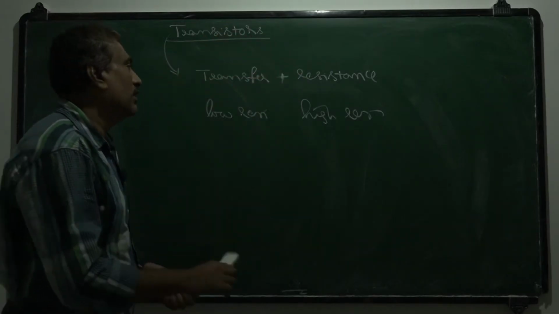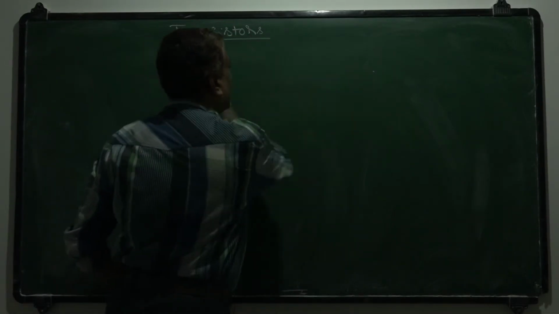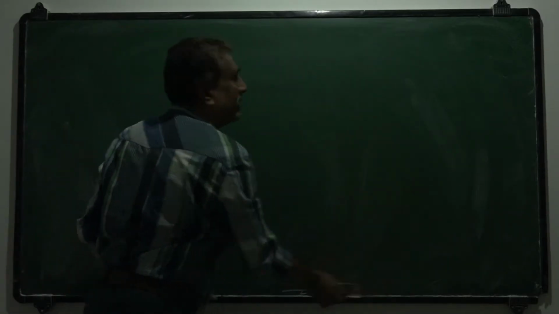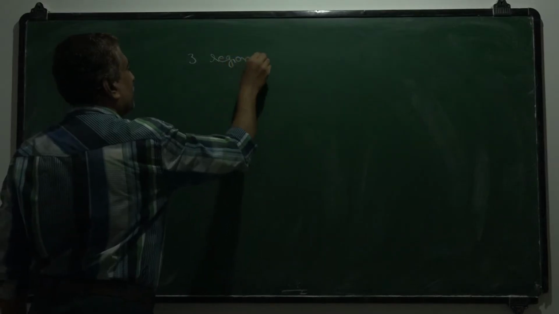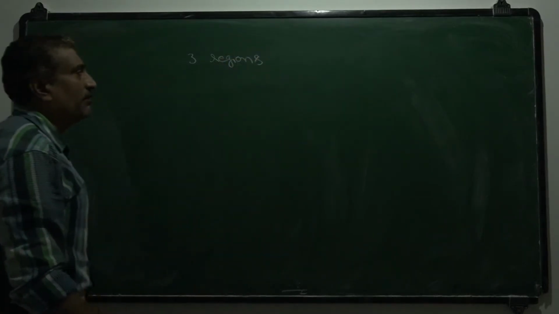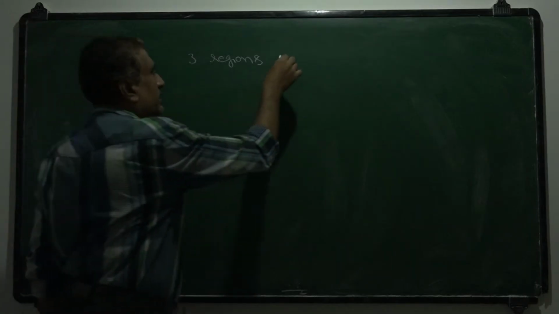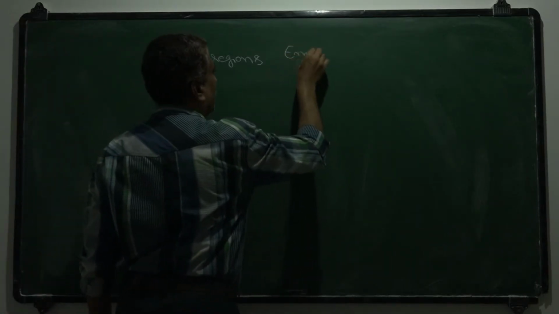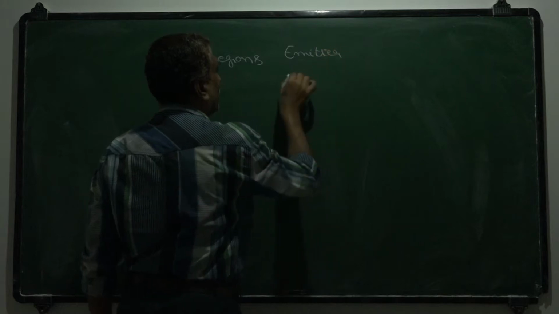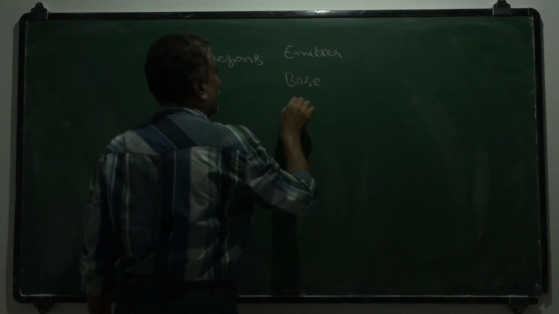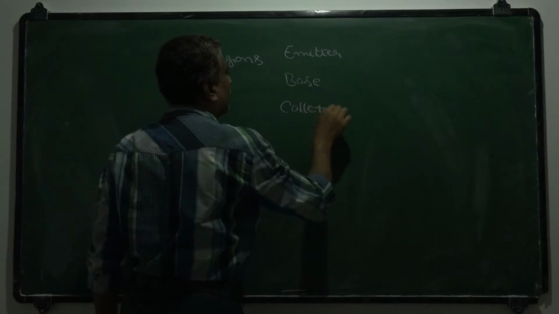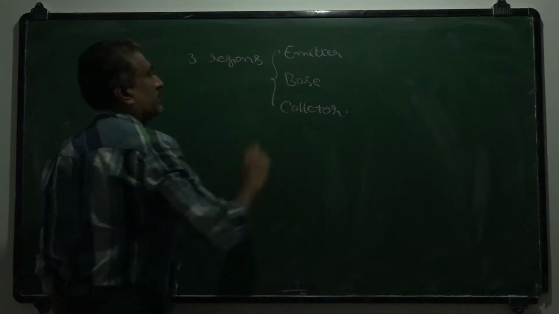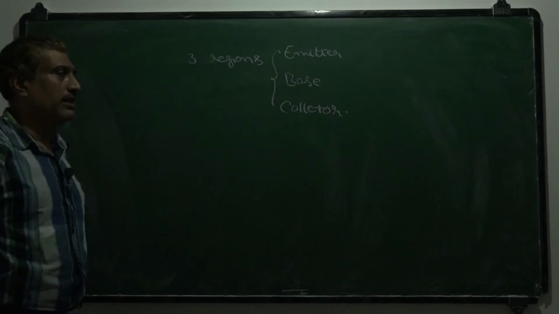Now this transistor consists of two p-n junctions. So basically it consists of three regions, called emitter, base, and collector. These are the three regions of a transistor: emitter, base and collector.